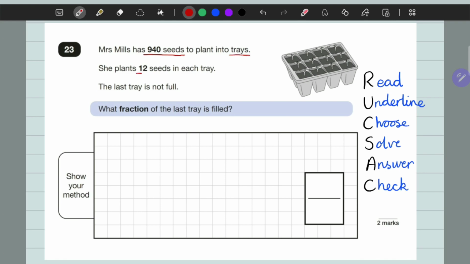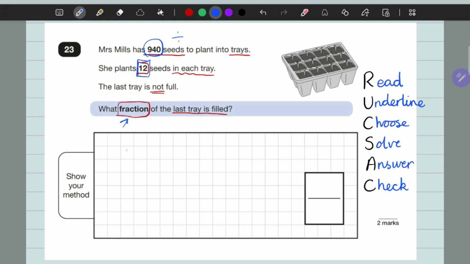She plants 12 seeds in each tray, but the last tray is not full. What fraction of the last tray is filled? Okay, so first what I need to do is to find out how many trays get filled from my 940 if I'm doing 12 in each one. So I'm going to need to do some division. Then, whatever is left over will be my remainder, and that is the fraction.